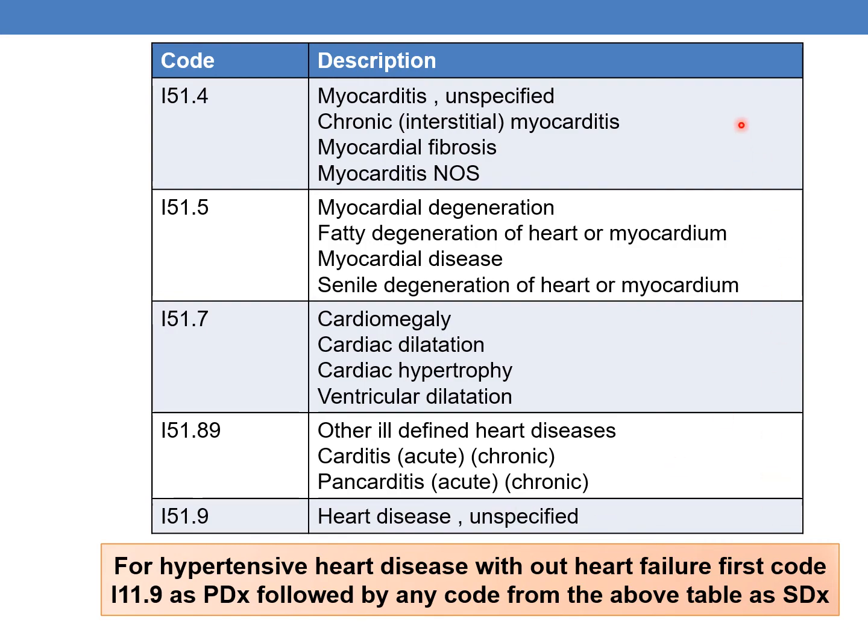So for all the conditions that are listed in this table, whenever the physician documents any of the above conditions along with hypertension, then you should code I11.9, not I10. I11.9 as PDX followed by any code from the above table as SDX.